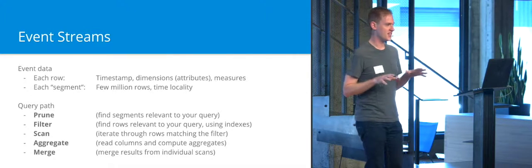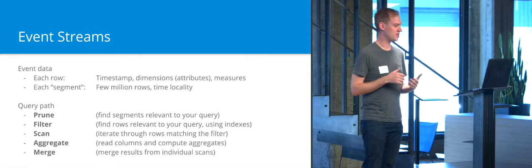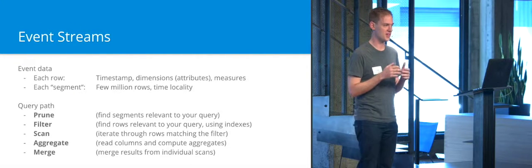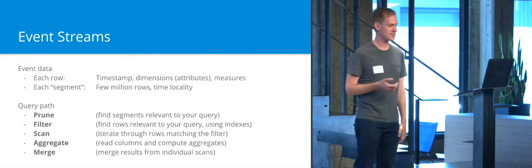That data is split into segments. Every segment in Druid has a few million rows, and there's time locality. So all the data for the same time is located in the same segments, and that helps us do queries faster.